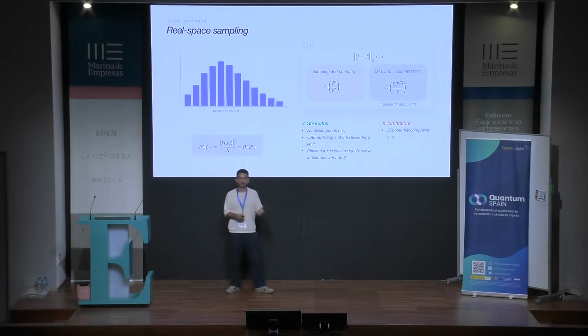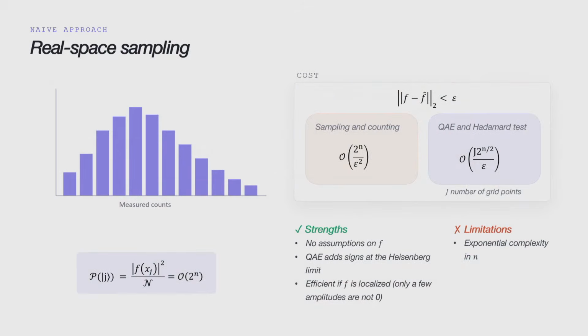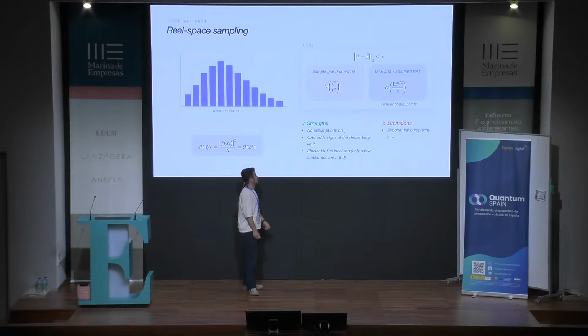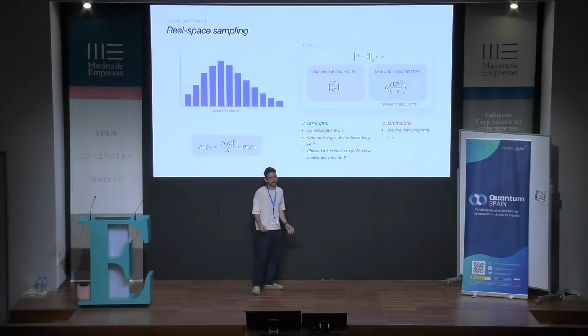The Hadamard test allows us to remove this positivity, and we can learn complex or positive and negative functions. But the problem is that, well, we have this quadratic speedup, but it's still exponential in the number of qubits. So the good point of this method is that we don't need assumptions about f. We achieve the Heisenberg limit with quantum amplitude estimation, and it's efficient if f is localized, if we have only a few amplitudes that are not 0. And the limitation, again, is that it's exponential.